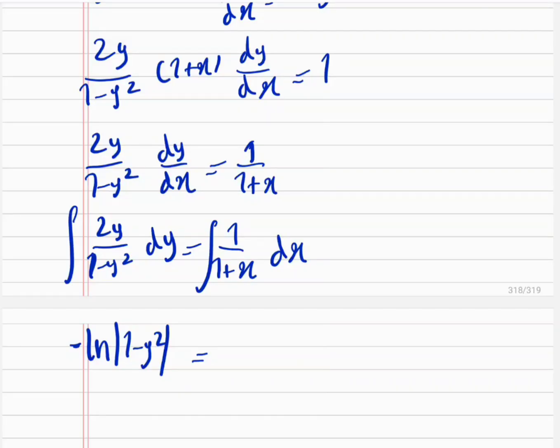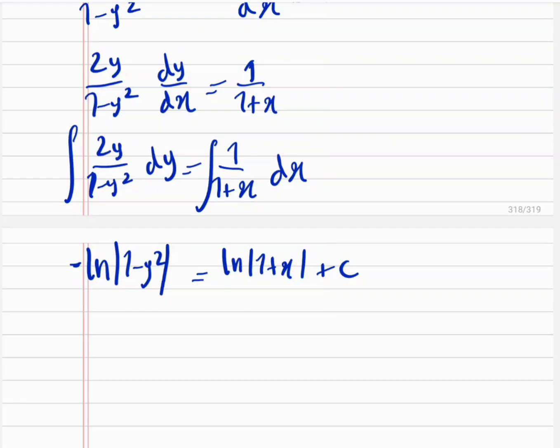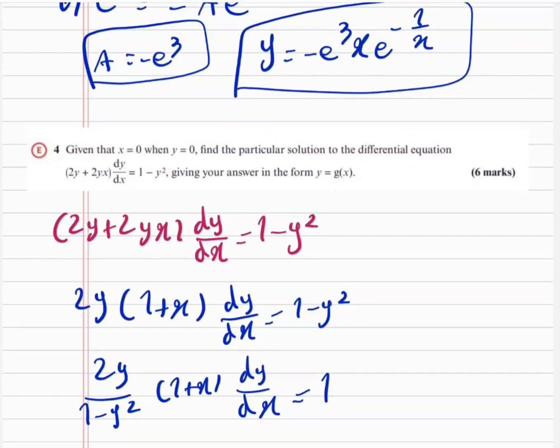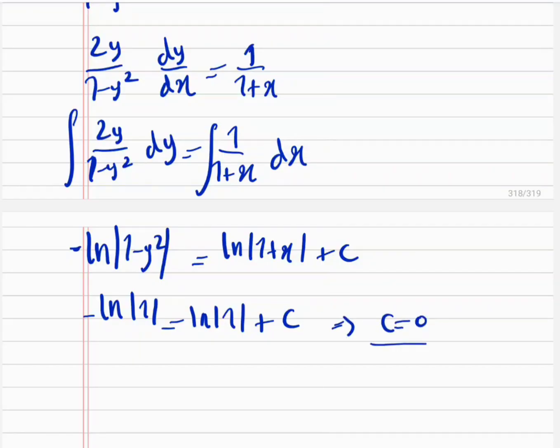On the right hand side, that one is very simple because it's just ln of modulus 1 plus x plus c, where c is the constant of integration. At this point, we can use the boundary conditions to find the value of the constant. Remember that both x and y are equal to 0, so we substitute 0 into x and y, and we'll have minus ln 1 is equal to ln 1 plus c. Remember that ln 1 is just equal to 0, so that means c is equal to 0.